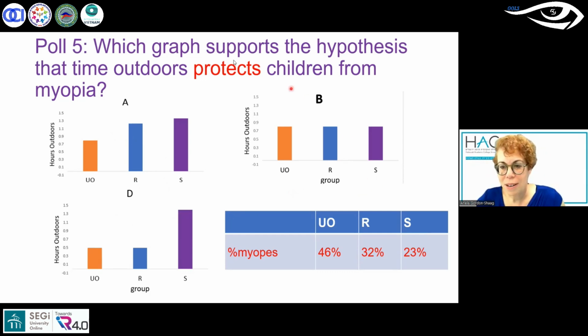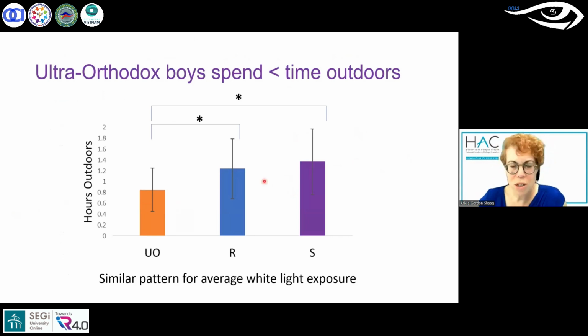If light is protecting against myopia, then we would expect the ultra-Orthodox kids to have less light exposure than their friends. And this is the result of the experiment. The ultra-Orthodox boys spend statistically significant less time outdoors than the religious or the secular boys. So indeed, these kids are more myopic and they are spending less time outdoors. And we found similar results when we looked at the average white light exposure.